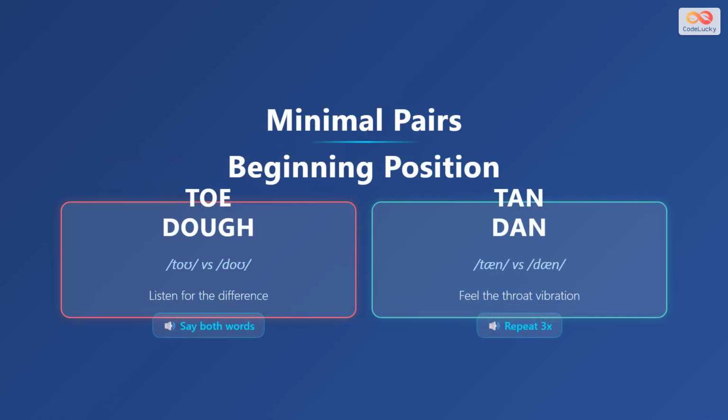Let's practice with minimal pairs. These are words that are exactly the same except for one sound. In the beginning position, we have toe versus do. Both words have the same vowel and ending, but the first sound is different. We also have tan versus dan. Listen carefully to the beginning sound in each pair. The T is sharp and quick with no vibration. The D is softer with that vocal cord buzz. Practice saying both words in each pair several times to train your ear and mouth.